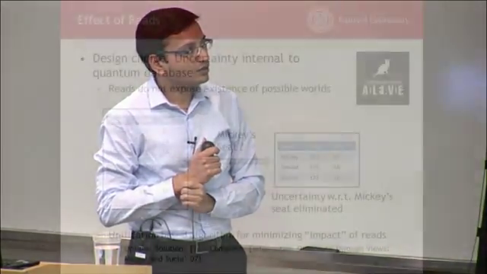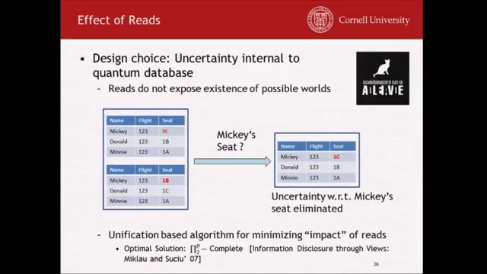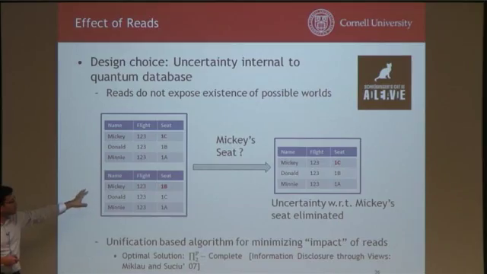So finally, what happens when you perform reads over the quantum database? At some point in time, Mickey has to actually know his seat. So what happens in that case? And this goes back to the design choice which we made earlier to keep uncertainty completely internal to the quantum database. So let's say that this is the initial quantum database, one in which Mickey has both seat 1b and 1c.